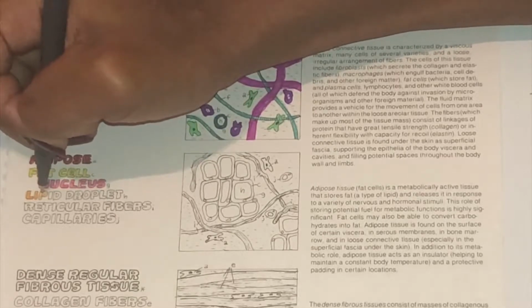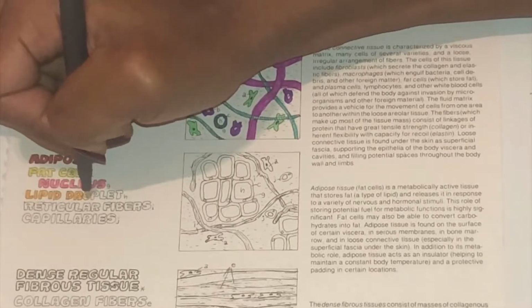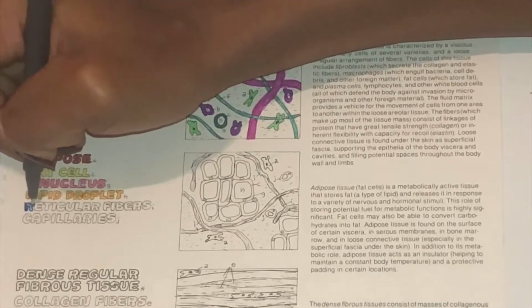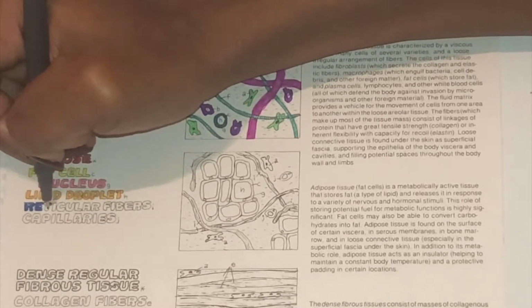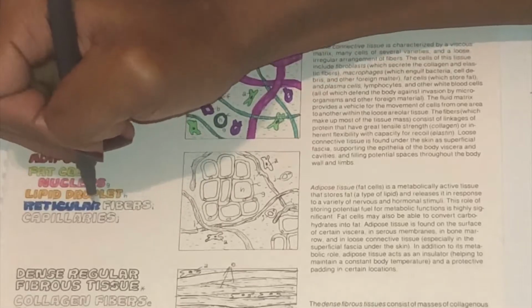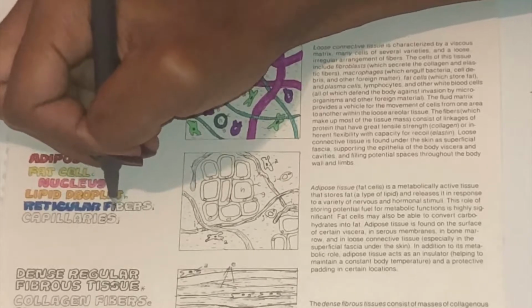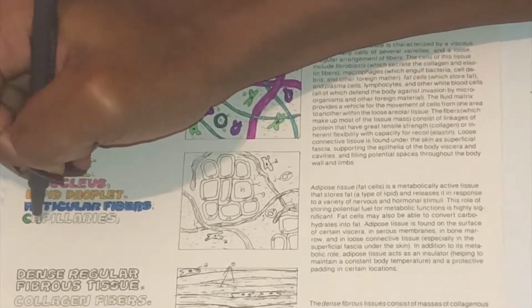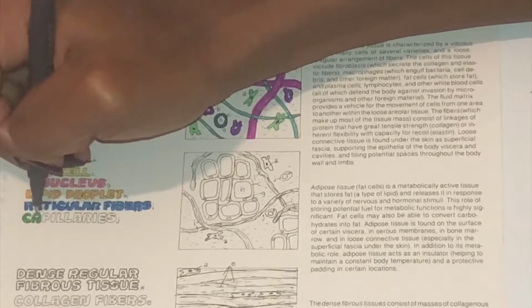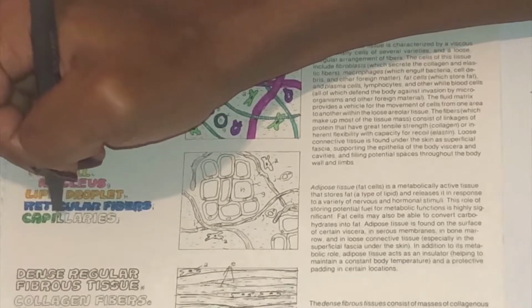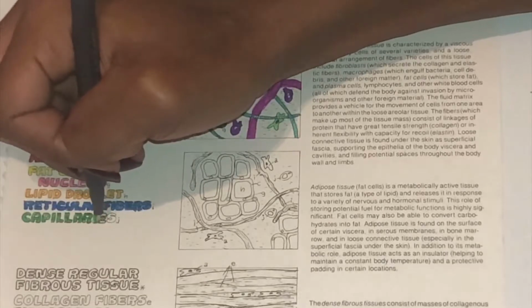So this category right here is the adipose, and I've colored that in red. The fat cells we're going to color in a yellow color, which is C. Nucleus will be colored in pink, G. Lipid droplets, that will be in a yellow orangey shade. The reticular fibers will be in blue. And the capillaries, J, that we will color in green.